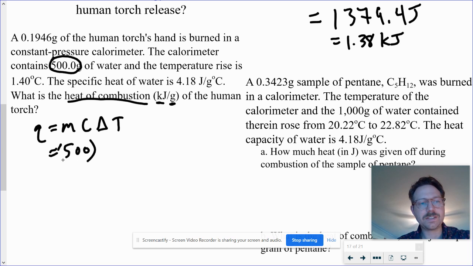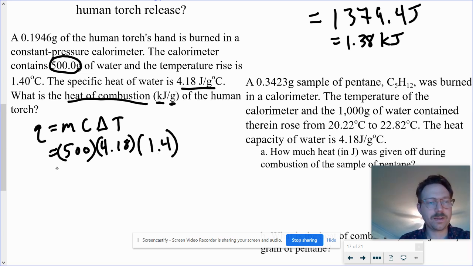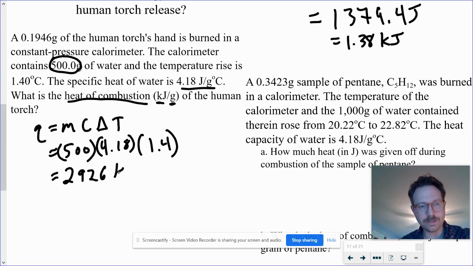Now, 500 is our mass. We know that water has a specific heat of 4.18. You probably don't even have to see that in the problem anymore because you know it. And the temperature rise is 1.4 degrees Celsius. So we're going to get an answer here. This is 500 times 4.18 times 1.4, and I get 2,926. This is joules.